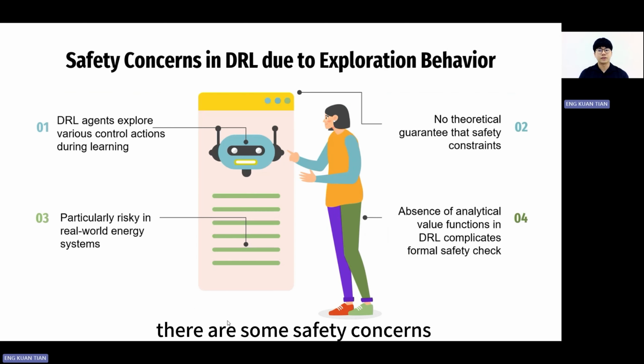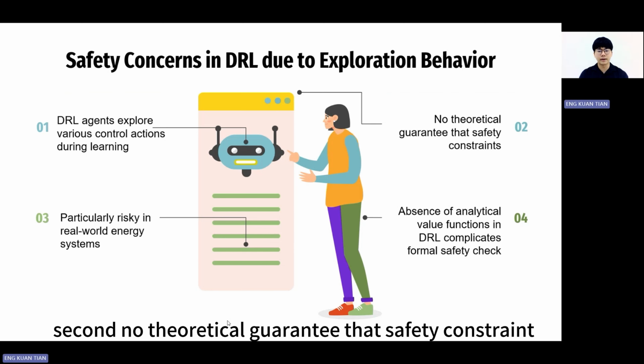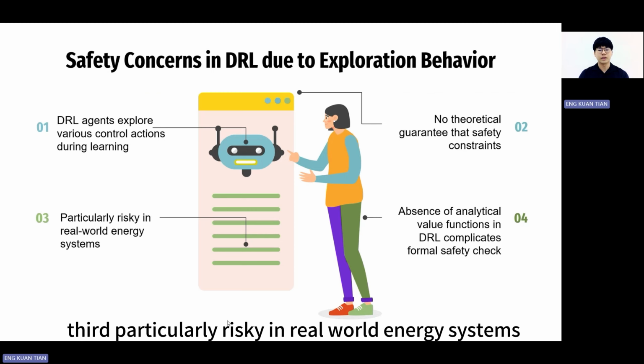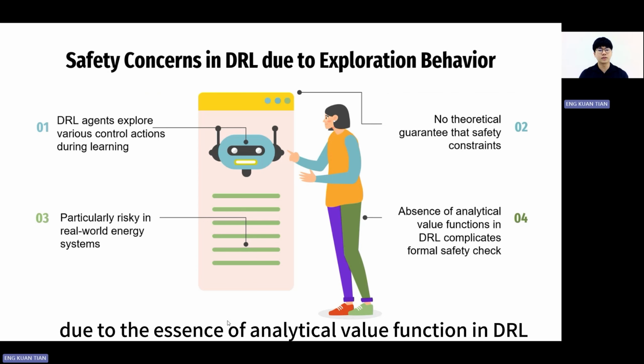There are some safety concerns in DRL due to exploration behavior. First, DRL agents explore various control actions during learning. Second, there is no theoretical guarantee that safety constraints are met. Third, it is particularly risky in real-world energy systems. And the last one is that the absence of an analytical value function in DRL complicates the safety check.